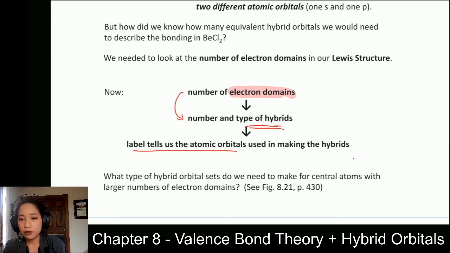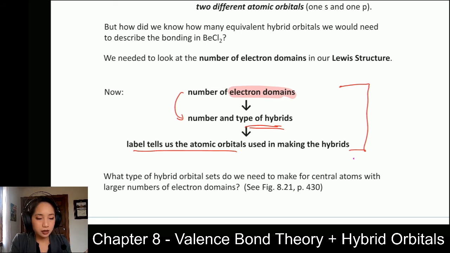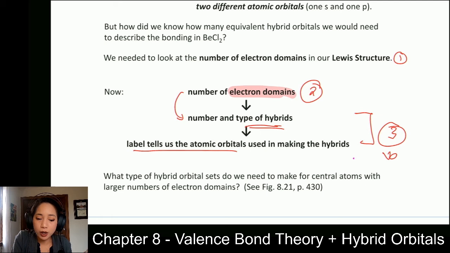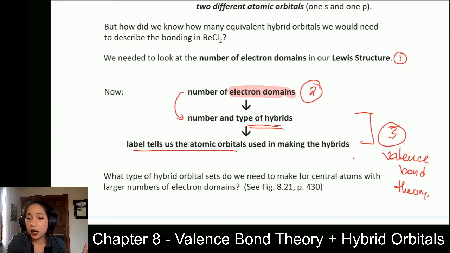So what if there's a different number of electron domains around a central atom? All of this is step one of our systematic steps of valence bond theory. This number of electron domains, that's step two, using VSEPR theory. And these last two steps, this was step three, using valence bond theory. This is all the new stuff. In our beryllium chloride case, we had two electron domains. So what if it's not two? What if it's 3, 4, 5, 6 electron domains?